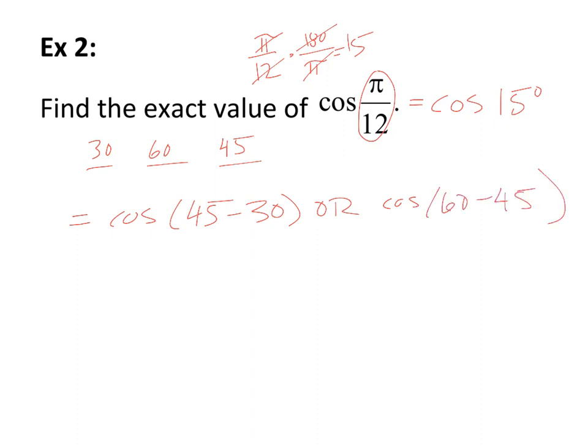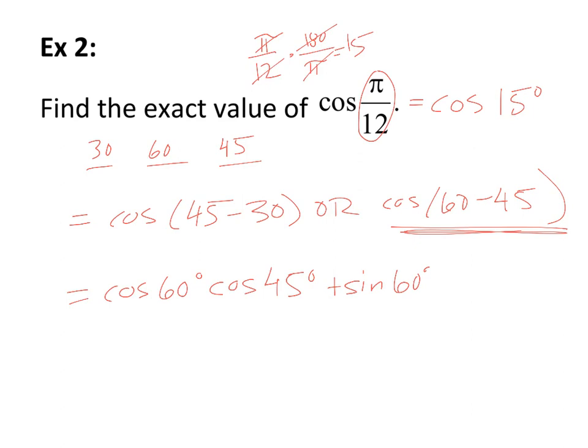It doesn't matter which combination you come up with. You'll end up with the same result at the end anyways. Okay, so I'm going to work with the second one. All right, working with cosine of 60 minus 45. So using your formulas, be very careful using the cosine difference formula. And I have cosine of 60 degrees times cosine of 45 degrees plus sine of 60 degrees times sine of 45 degrees.